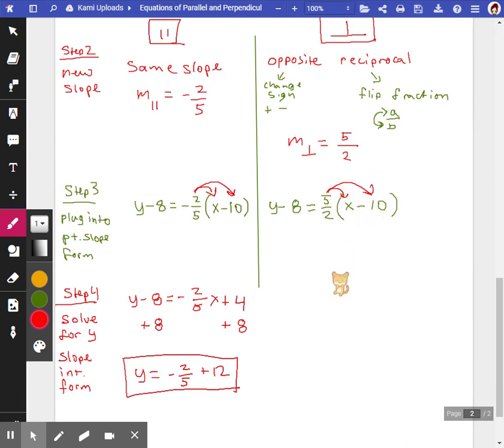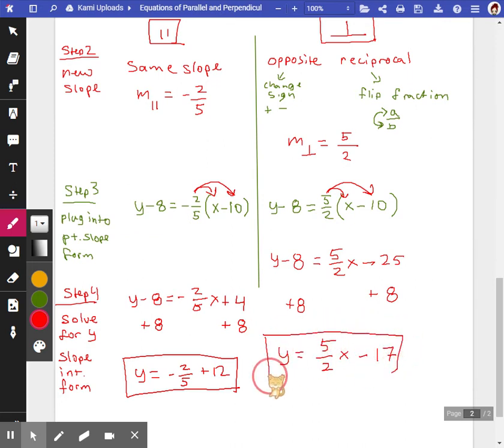And then we're going to distribute again. y minus 8 equals 5/2 x. Positive times the negative stays negative. 5 times 10 is 50, divided by 2 is 25. Add 8 to both sides. y equals 5/2 x minus 17. And there's our answer.